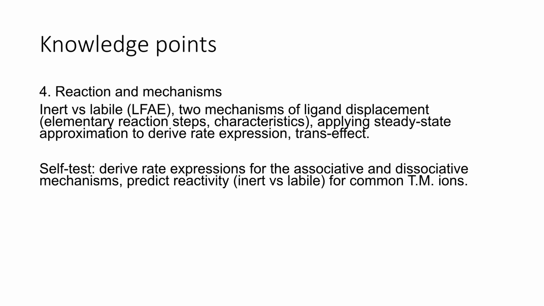Okay. So here a self-test would be the following. You can derive a generic rate expression. So without looking at your notes and the text, see if you can derive the rate expressions for associative and dissociative mechanisms by applying the steady state approximation. And then look at the periodic table and look at the first row transition metal ions and predict whether those ions, all the way from vanadium to zinc, whether their common ions are inert or labile.